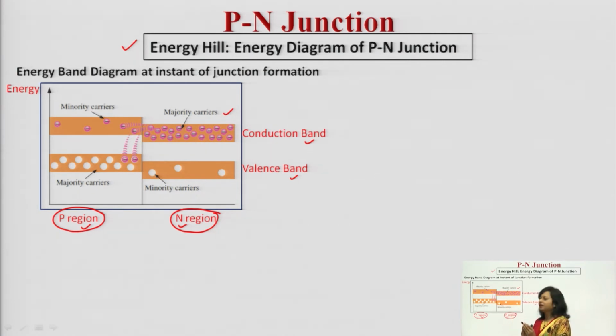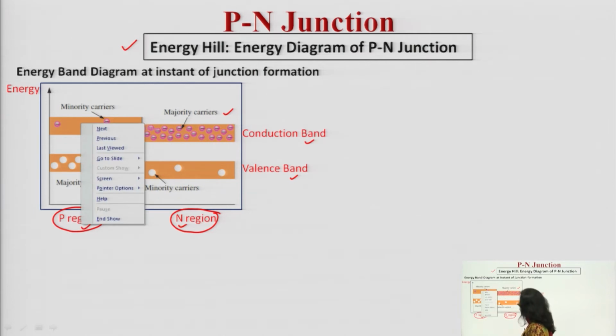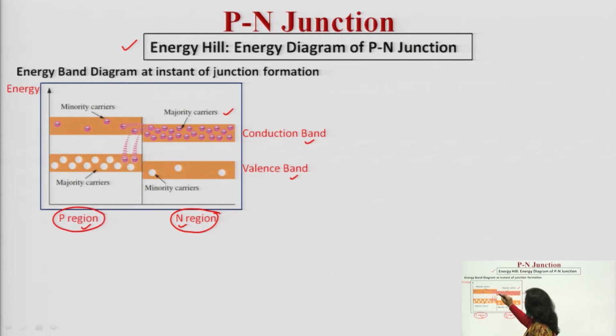Now, what is happening when you have joined them? You know that because of the difference in the concentration gradient, the diffusion process will take place. Why the difference in concentration gradient? Because here electrons are in the majority and here the holes are in the majority. So, when these two have been joined, what will happen? You can see there is some portion which is overlapping between these two bands, in the case of the conduction band and in the case of the valence band. So, what will happen?